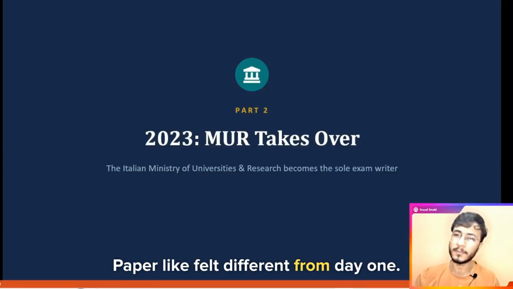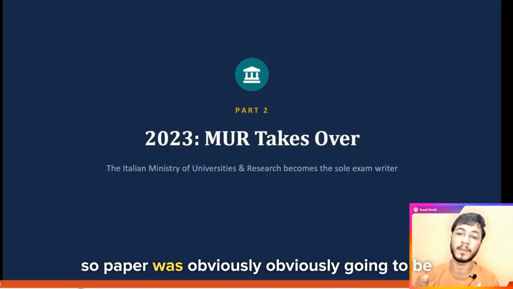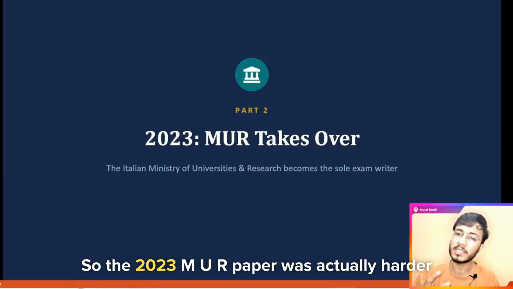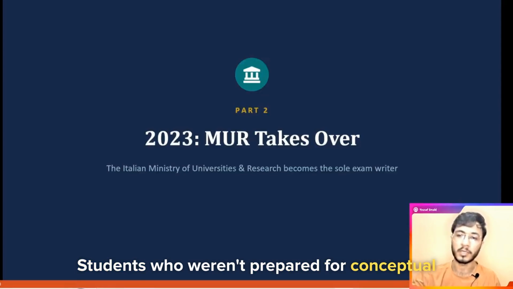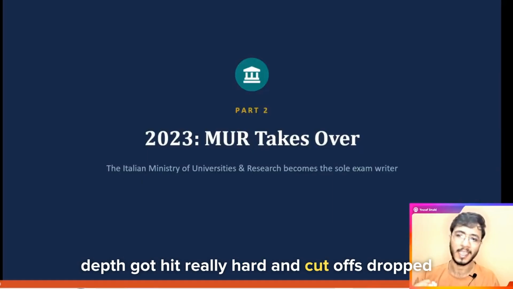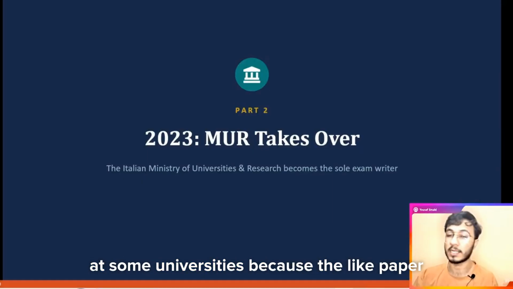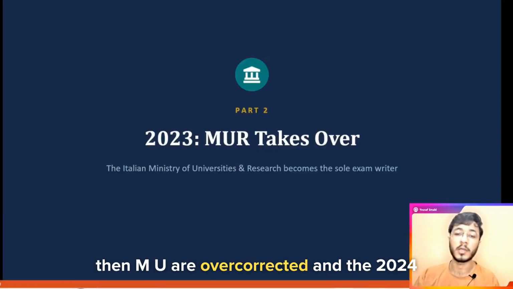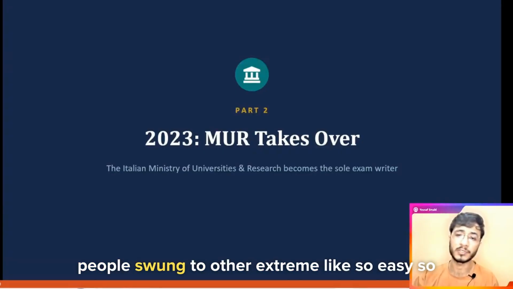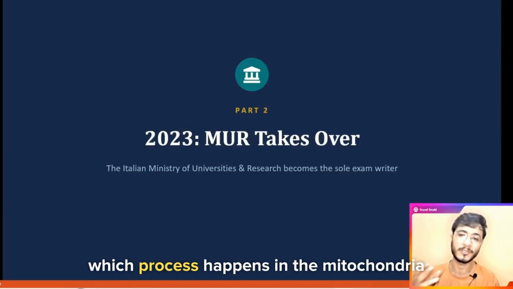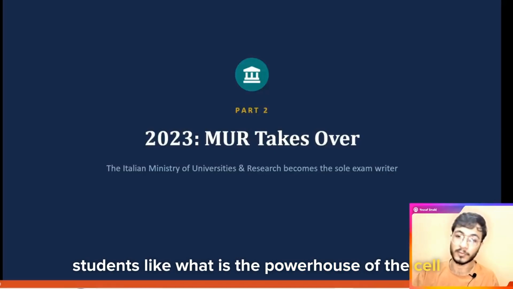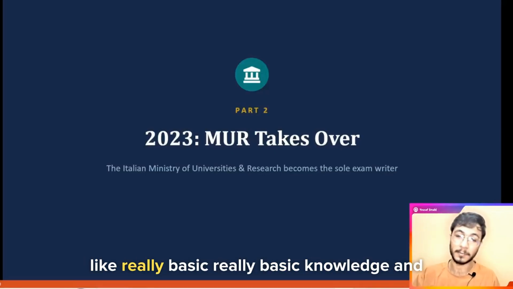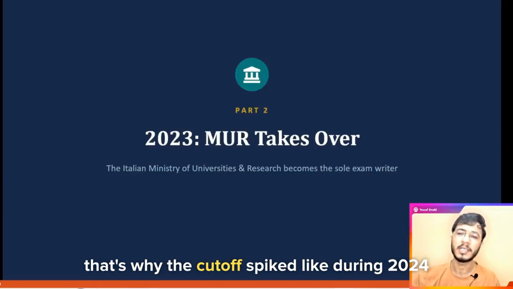The paper felt different from day one. Obviously the conducting body was different, so the paper was obviously going to be different. The 2023 MUR paper was actually harder than most Cambridge papers. Students who weren't prepared for conceptual depth got hit really hard, and cutoffs dropped at some universities because the paper was genuinely tough. Then MUR overcorrected, and the 2024 paper swung to the other extreme, so easy that one biology question literally asked which process happens in the mitochondria, right? There is a joke among students, what is the powerhouse of the cell? That kind of really basic question was asked, and that's why the cutoff spiked.